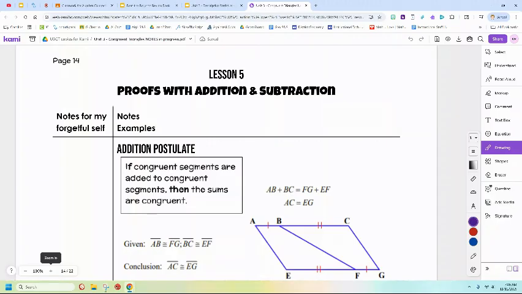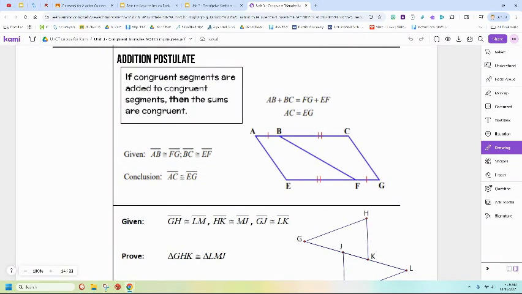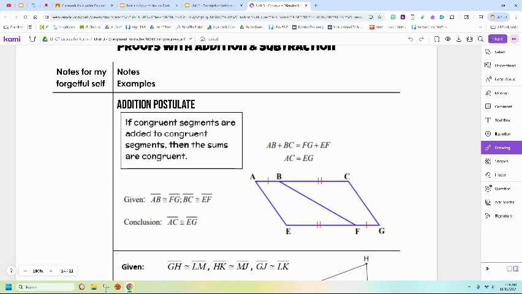All right, our next lesson involves proofs with the addition and subtraction postulates. It can be done with angles, but we're going to be focusing on adding segments. Let's look at our first example to explain the addition postulate. First of all, what is a postulate? It's just an assumed truth. Don't get overwhelmed by that word.